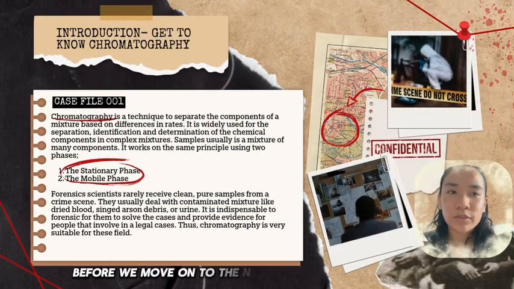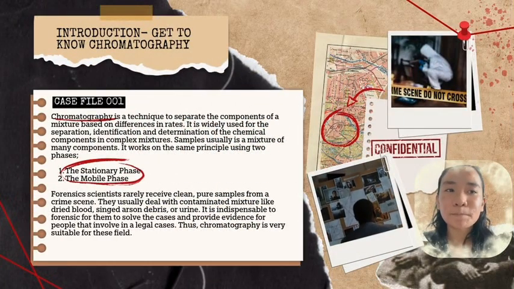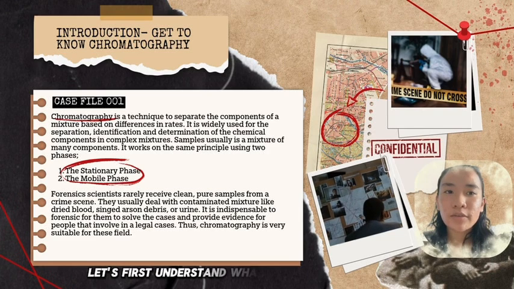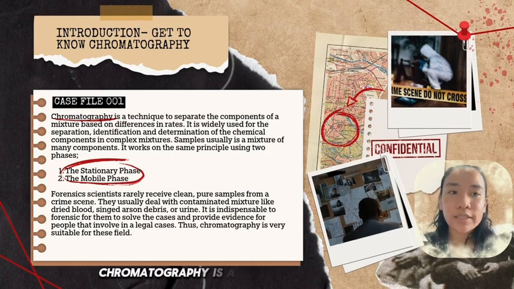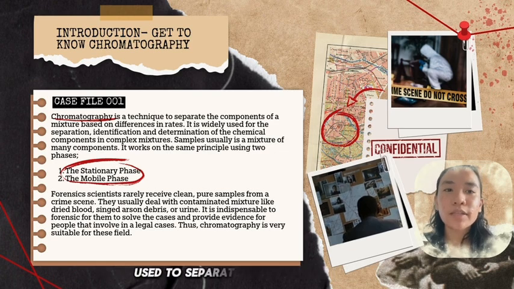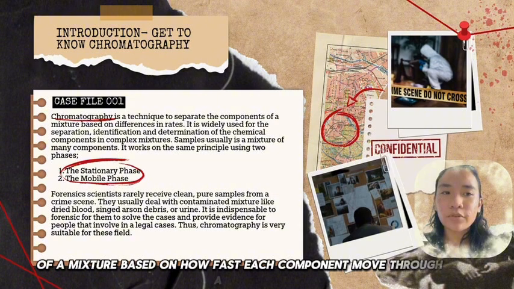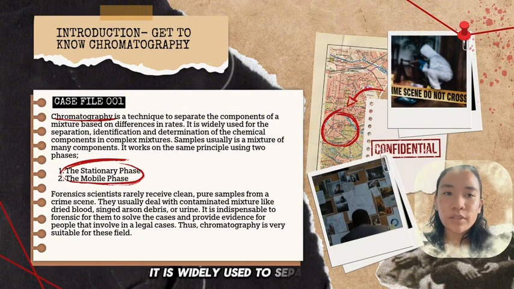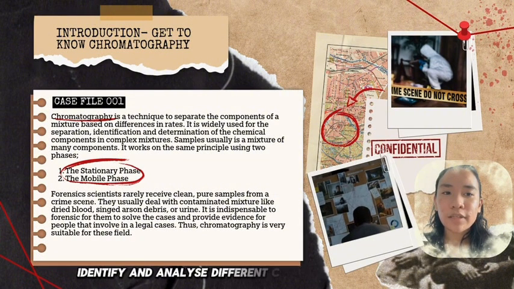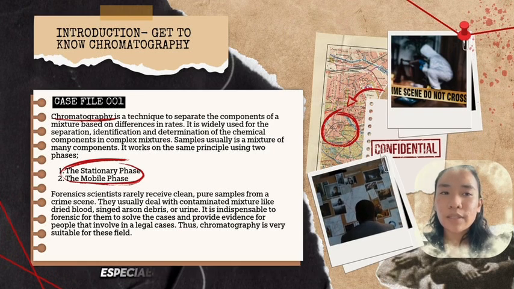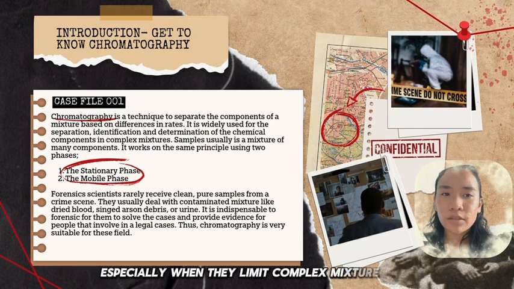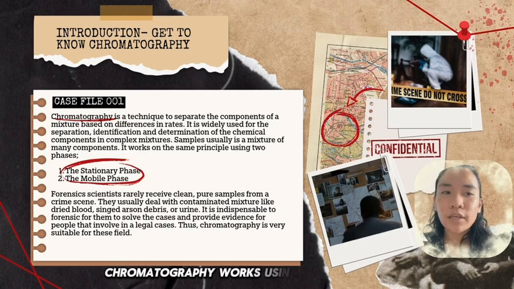Before we move on to the next forensic application, let's first understand what chromatography is. Chromatography is a laboratory technique used to separate the components of a mixture based on how fast each component moves through a system. It is widely used to separate, identify, and analyze different chemical substances, especially when dealing with complex mixtures. Chromatography works using two phases.